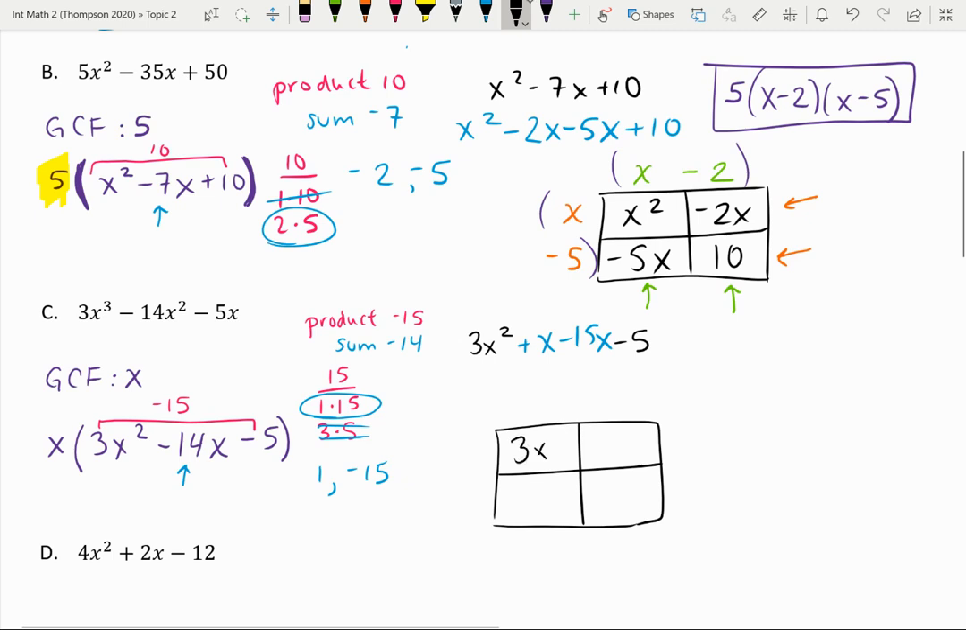Okay, so 3x squared is going to go into my first box, a negative 5 into my last box, and then you can put these in whatever order works for you. So I'll put the plus x here and the minus 15x here. If you swap those boxes, that's perfectly fine.